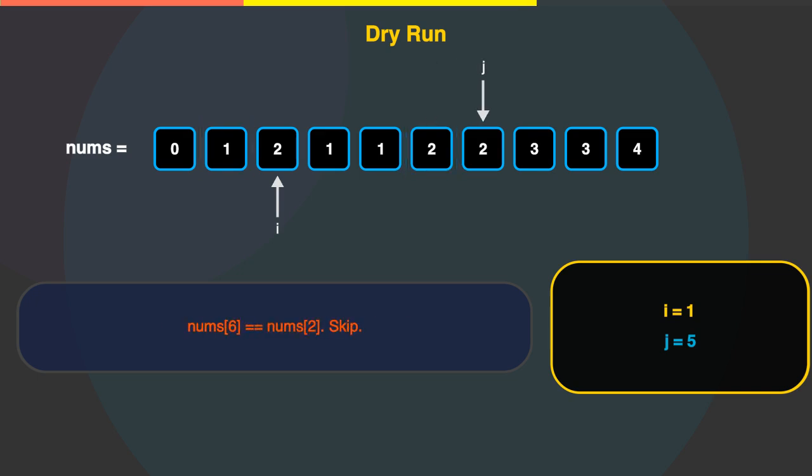The process continues. j scans index 6, finds another 2, skip. j moves to index 7, finds a 3. That is new. Increment i to index 3 and copy the 3 there. Finally, j moves to index 9, finds a 4. This is our last unique element. We increment i to index 4 and copy the 4. Dry run complete. The unique elements are 0, 1, 2, 3, and 4, all packed at the front of the array. The final count k is i plus 1, which equals 5.